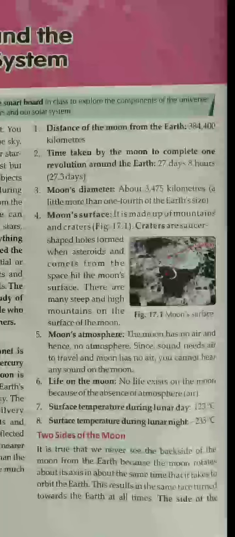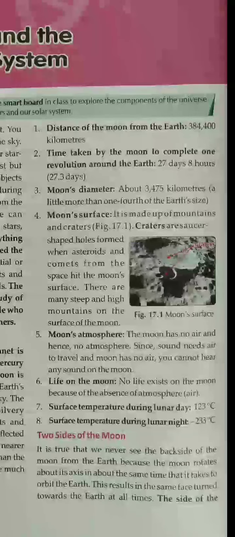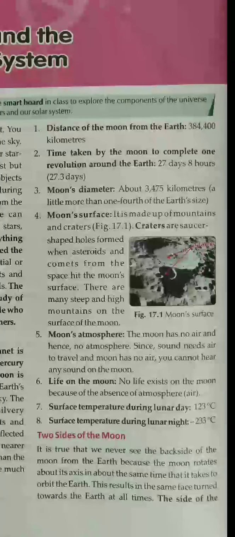First characteristic is distance of the moon from the earth. The distance of the moon from the earth is nearly about 3,84,400 kilometers. Next up we have time taken by the moon to complete one revolution around the earth is 27 days 8 hours, means 27.3 days. Next up we have moon's diameter, about 3,475 kilometers, a little more than 1/4 of the earth's size.